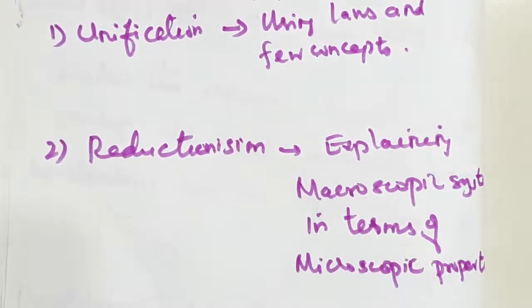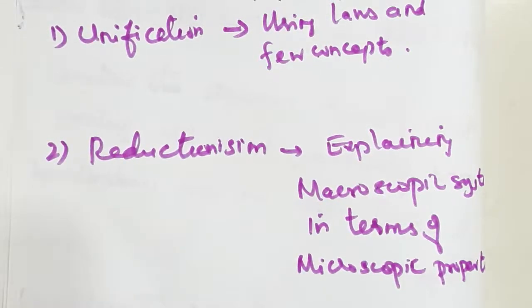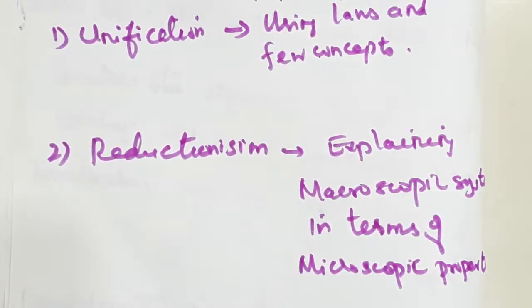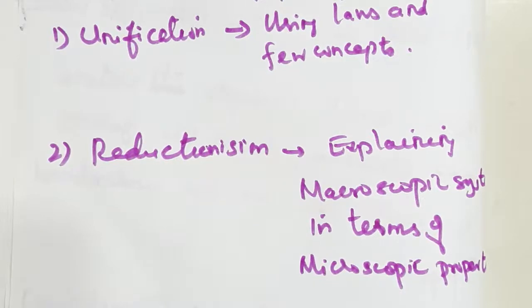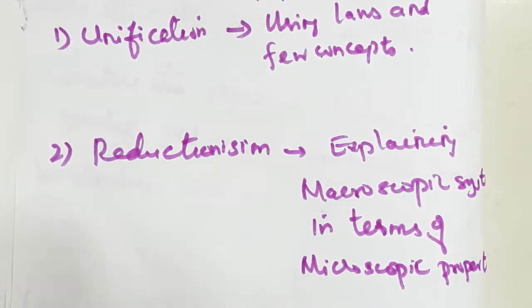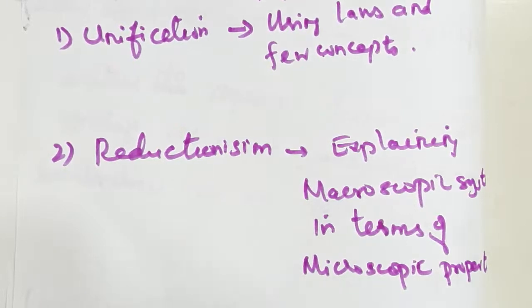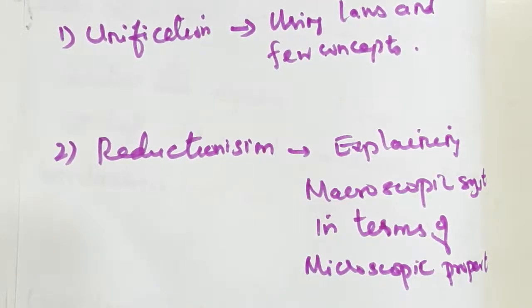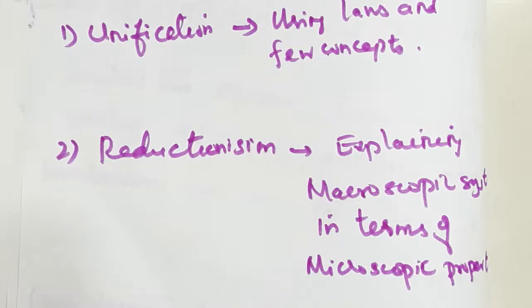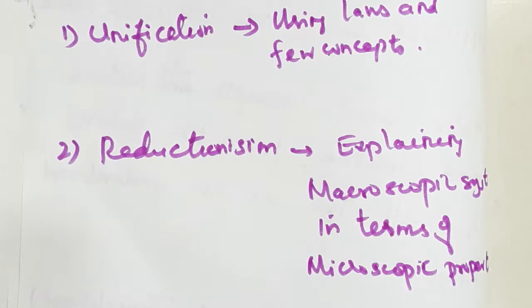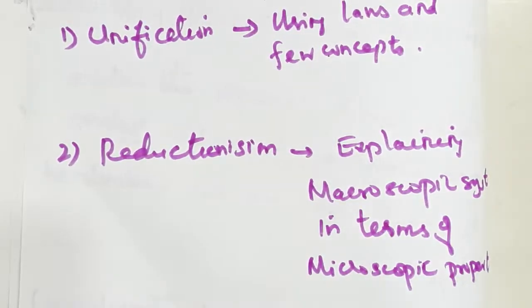Microscopic system deals with very small objects we can't see with our eye, like atoms, molecules, etc. Okay, so reductionism explains the macroscopic system in terms of the microscopic constituents. Explain the macroscopic system in terms of microscopic properties.